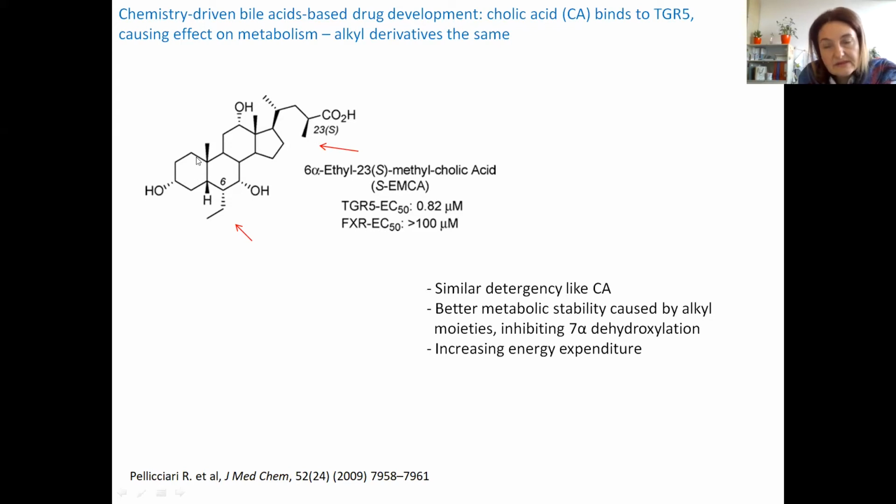And this compound is in clinical trials because it can increase energy expenditure. So it could be even some kind of supplement or a drug in treating obesity.